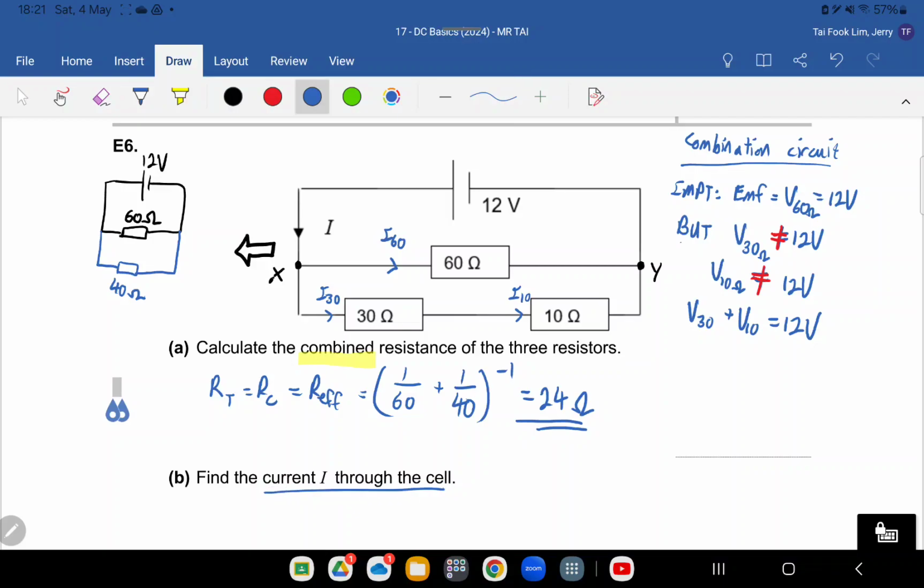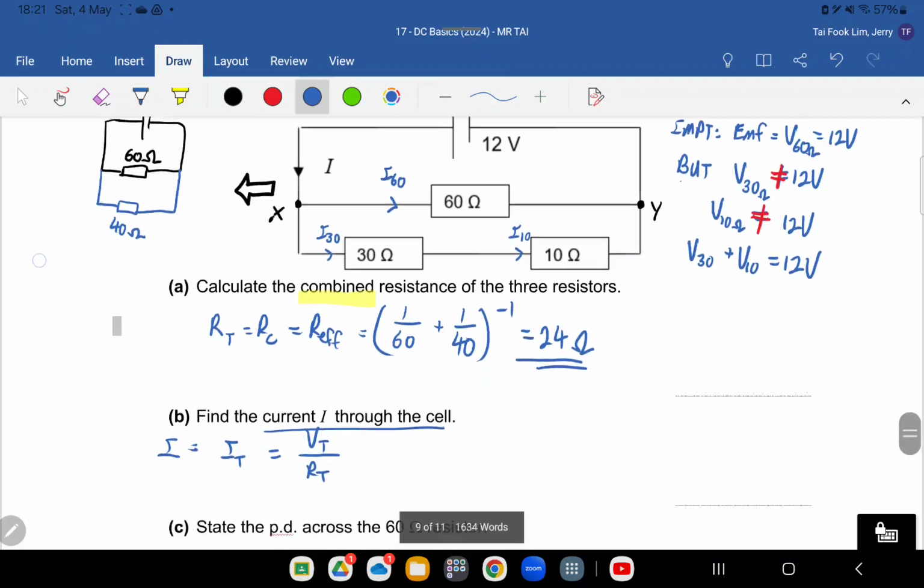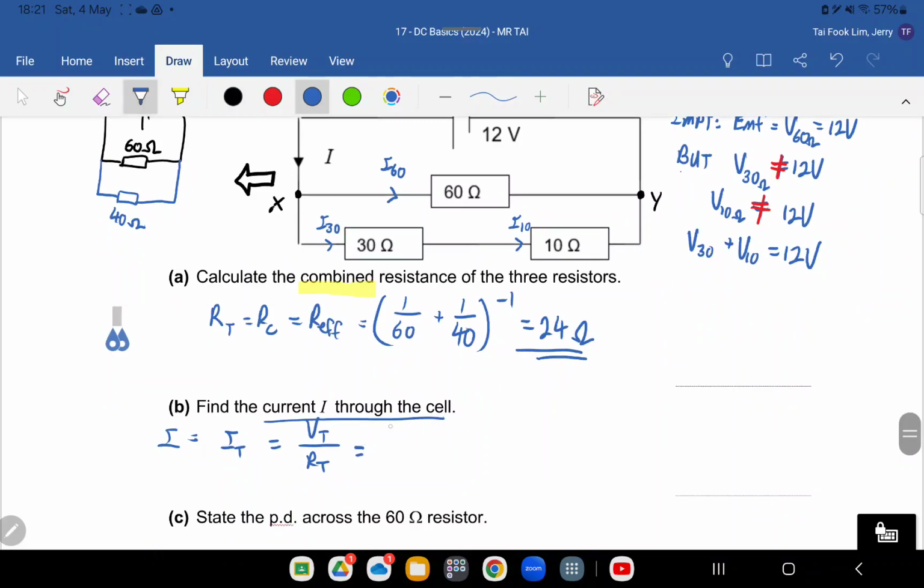Find the current through the cell. The current I through the cell is equivalent to the total current. It's the same. And the total current, you must take V total over R total, right, using the Ohm's law equation. So therefore, V total will be the EMF, which is 12. Total resistance is found in the first part here. So you just divide by 24 and you will get the current. Okay, remember your 2SF. So the final answer here should also be 2SF.